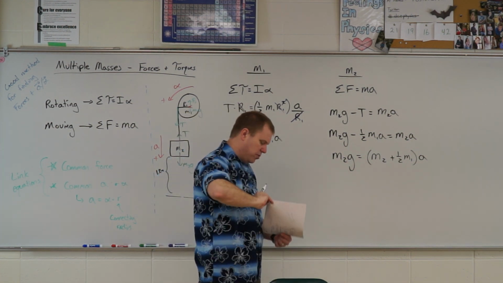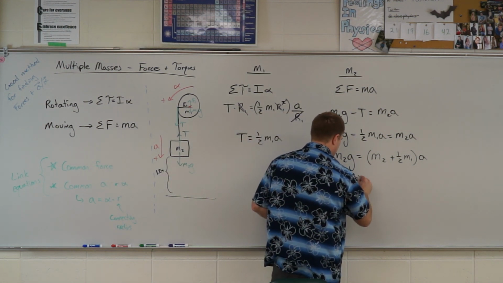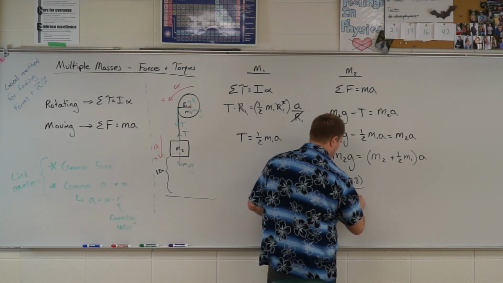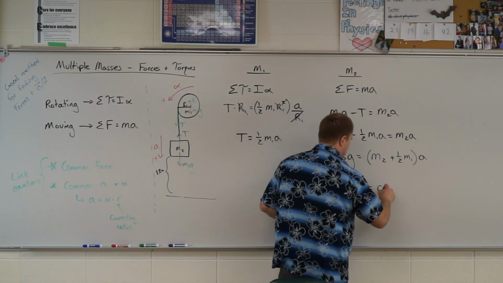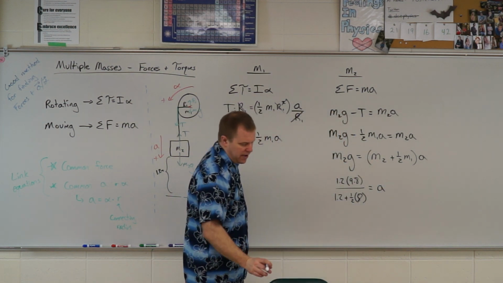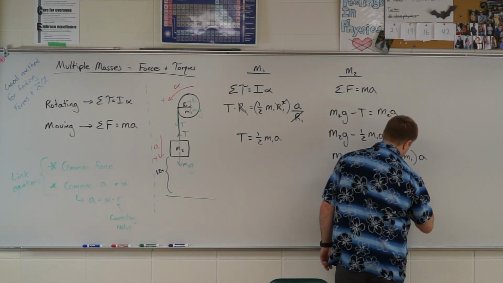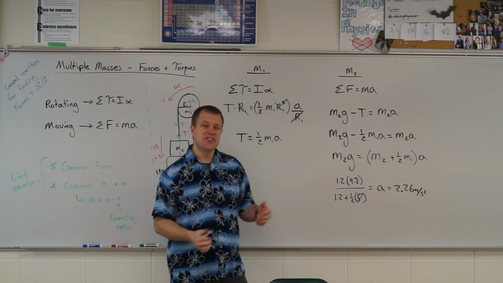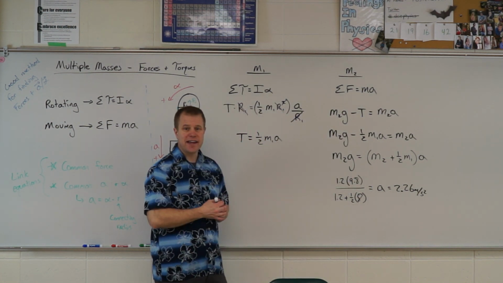M2 was 1.2 times 9.8, all divided by 1.2 plus 1/2 of the original 8 for the disk. That gives me an acceleration value of 2.26 meters per second squared. If they ask us to find the tension in that string, we could just plug that acceleration back in over here and find the tension.